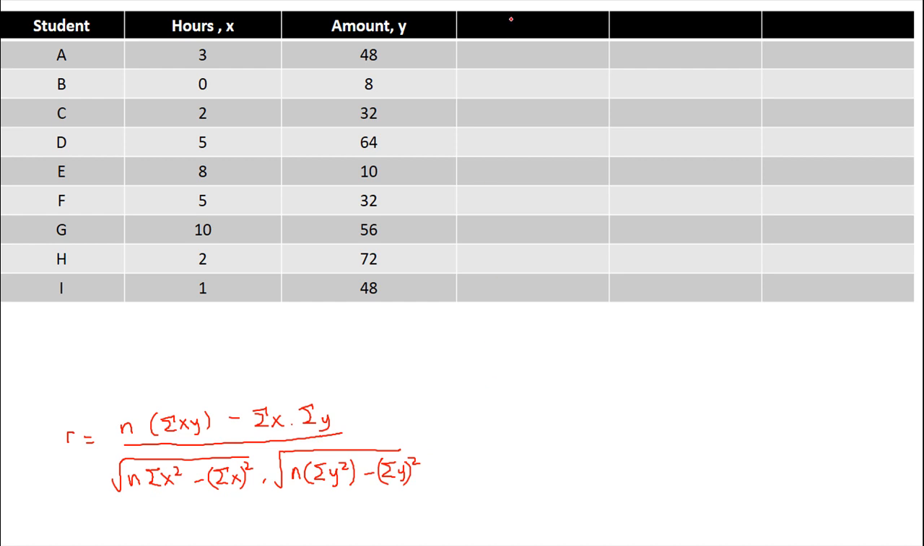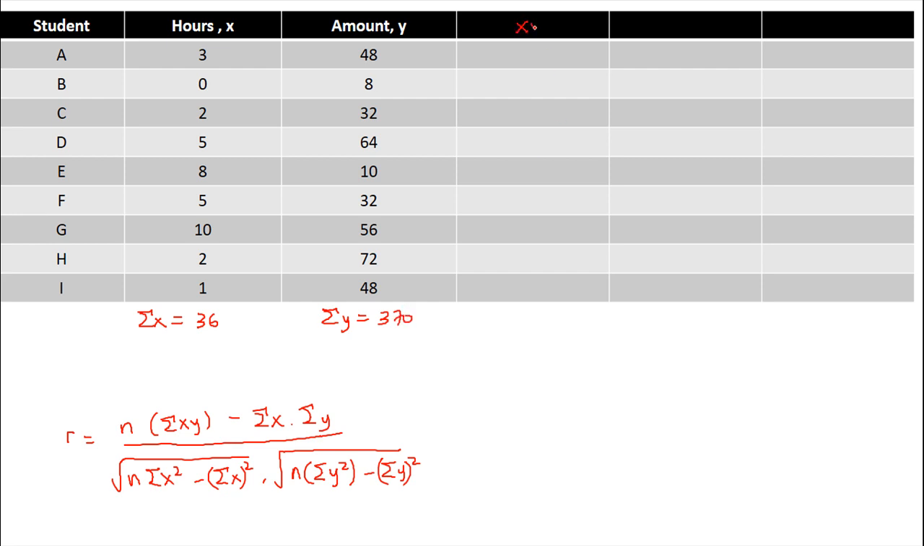Alright, so just like the previous example, we need the value of the sum of xy, the sum of x square, and the sum of y square. From the second column here, we can get the sum of x. You just have to total up all the values in this column. So the sum of x is 36, and from the third column, we get the sum of y. So the sum of y is 370.